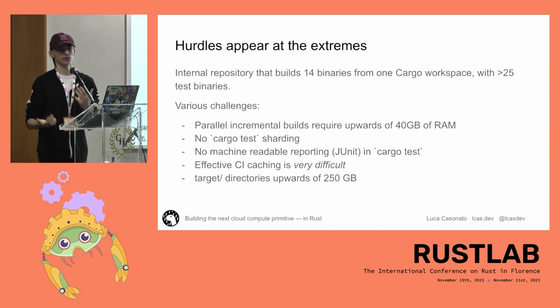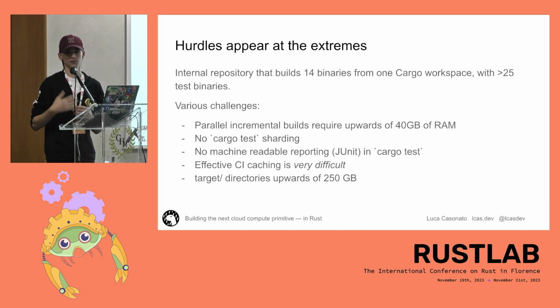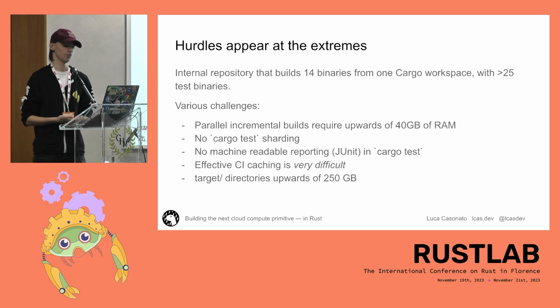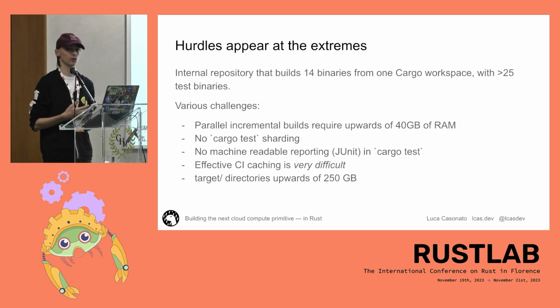But like all of the popular caching systems for GitHub Actions, for example, don't cache binaries in a workspace. They essentially exclude those from a workspace, which means that if you have a workspace that has 14 binaries, you change one of them, you have to rebuild all 14. Not great. And then target directories.